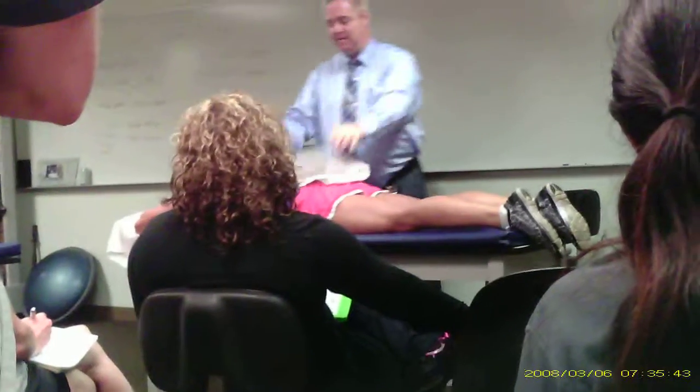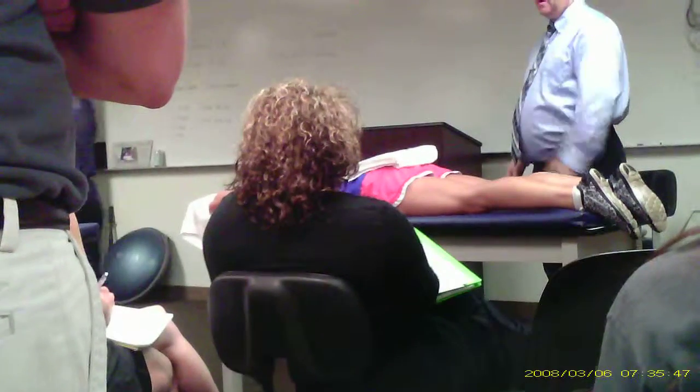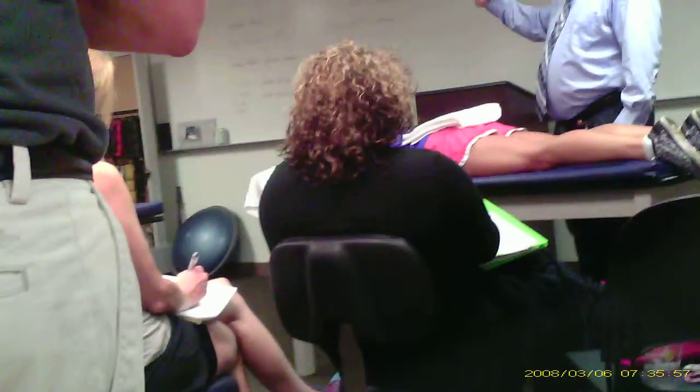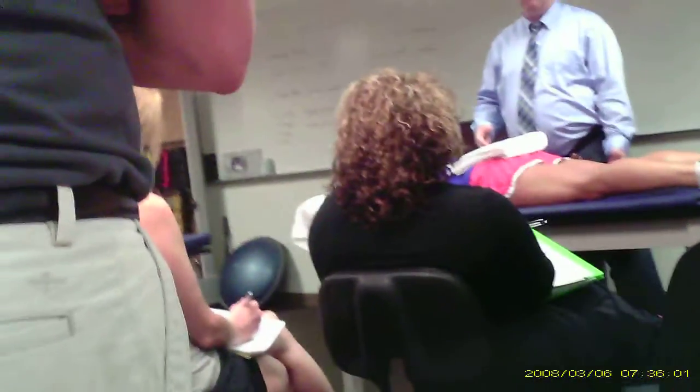Autogenic is the contract, relax, and the hold, relax. And then the reciprocal inhibition is the contract, relax, and then when you contract the agonist, that reciprocally inhibits the hamstring muscle. So that makes it a little easier now.